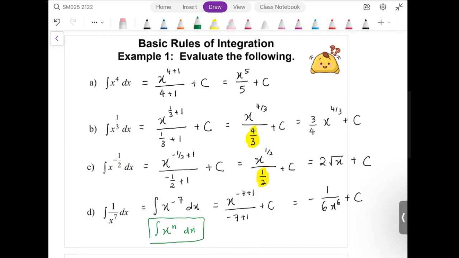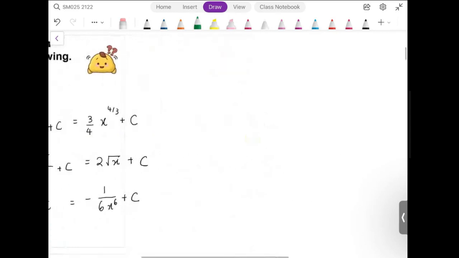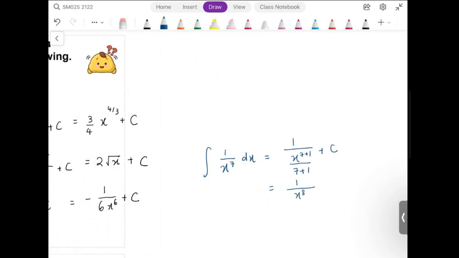Okay, ajaran sesat yang selalu saya jumpa, student akan selalu buat benda ni. Ni ajaran sesat saya tunjuk. Okay. Dia tak tukar jadi power negatif. Dia straight away terus integrate benda ni. So, apa yang berlaku nanti tiba-tiba dia buat je. Oh, x kuasa tambah 1. Copy back je. Plus C. Lepas tu nanti dia dapatlah jawapan mengarut. 1 over x to the power of 8 over 8 plus C.